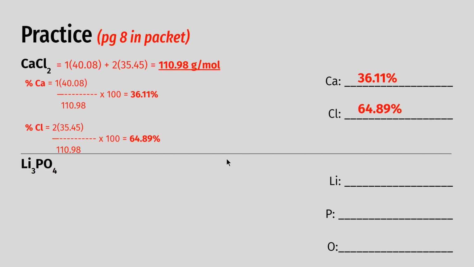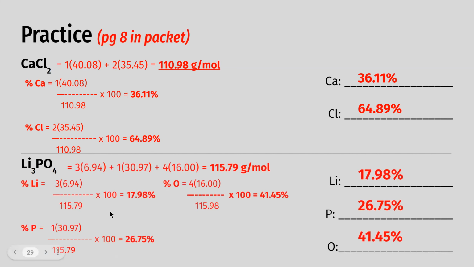So there is the solution for CaCl2. You see that our calcium makes up 36.11% of the overall formula, and the chlorine makes up 64.89% of the overall formula. Now here are the solutions for lithium phosphate, Li3PO4. We've got our total mass here. I've got the calculation for lithium, phosphorus, and oxygen as well. And then all of our percent compositions should add up to 100, or at least pretty close to 100.